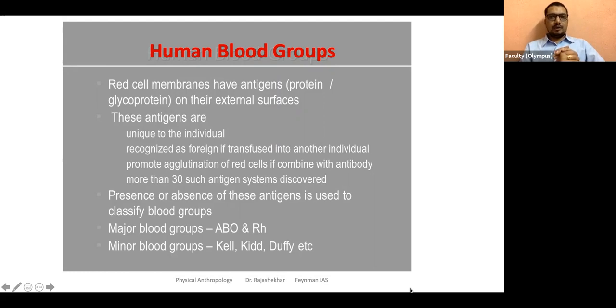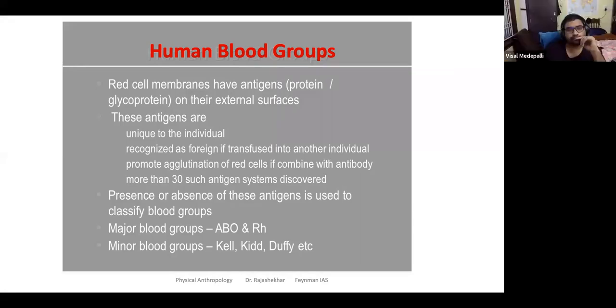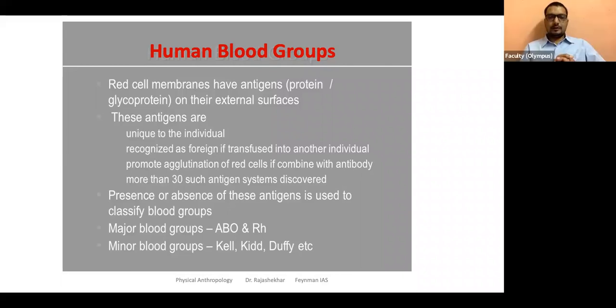For question number one, are the ABO blood groups the only type of blood groups that we have in humans? Are there only ABO blood groups present in humans? No? What are the other blood groups you know of? H. Okay. What is the H blood group, or what does H refer to? What blood group is that? Bombay blood group. Okay. What else?